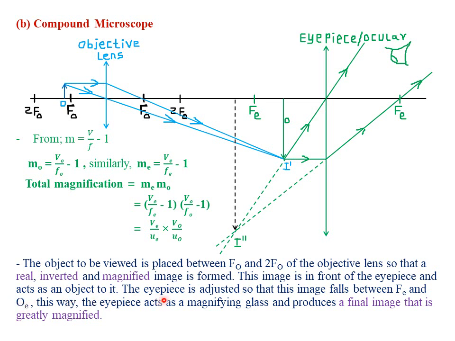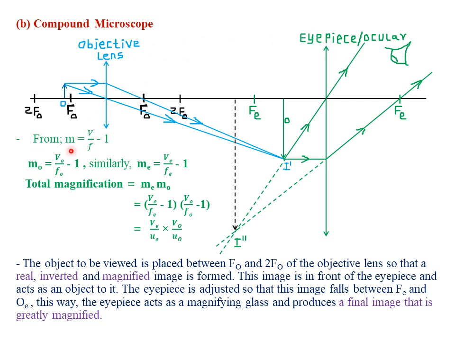So this way, the eyepiece acts as a magnifying glass, producing a final image that is greatly magnified. This final image, which is I3, is actually greatly magnified. If you want to find the total magnification of this particular microscope, you simply take the magnification of the objective lens and multiply by the magnification of the eyepiece.